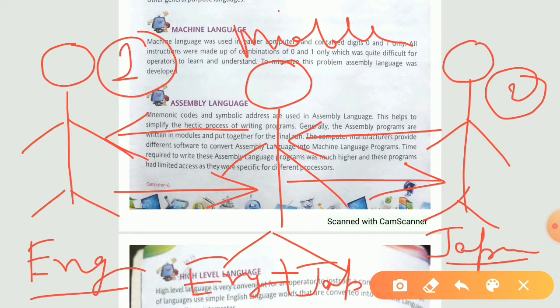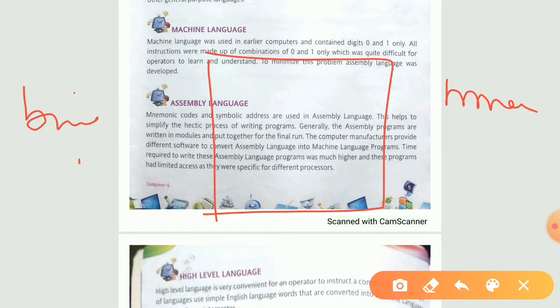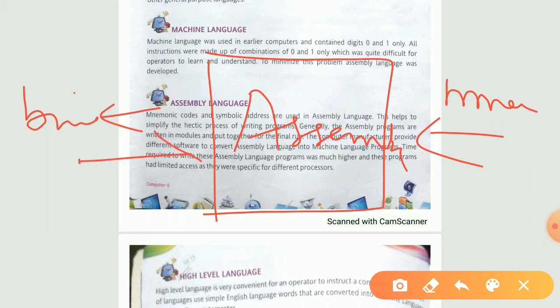The same thing we are going to do in assembly language. You know the mnemonic code, but your computer knows only binary code. So someone should be present in the middle so that they can convert this mnemonic code into binary code. This middle software is your assembler. It converts mnemonic code into binary, and when your computer is giving any output to you, this binary is converted into mnemonic code. So this is how assembly language is going to work.